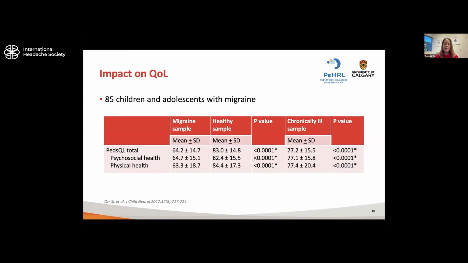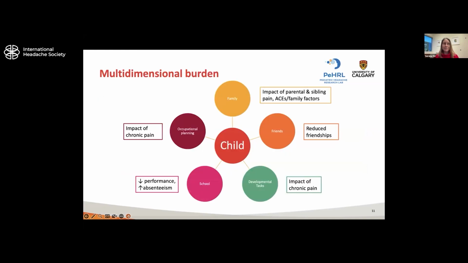But then we also compared them to data from a chronically ill sample. So these were youth who endorsed a chronic disease who are being seen in rheumatology, orthopedics, or diabetes clinics. And the youth with migraine had lower health-related quality of life compared to that sample as well. So just another way of looking at the impact of disease. And it's really pretty logical, I think, when you look at the impact on a child or an adolescent, the impact of having any type of chronic pain and these recurrent headaches, it's really quite a multidimensional burden. So all of this has been backed with data at some level in youth with migraine.